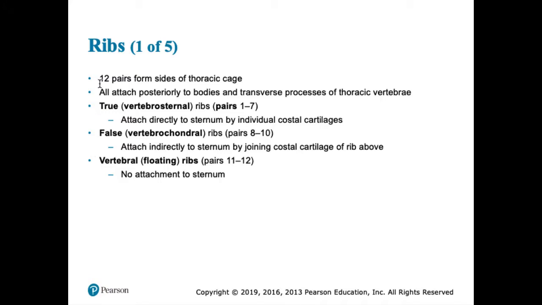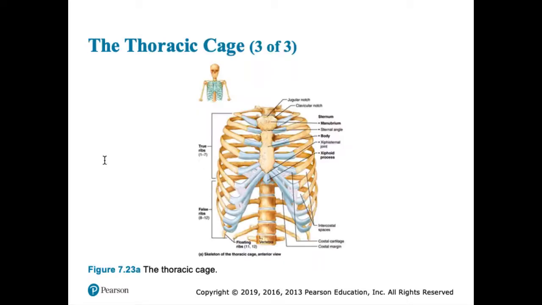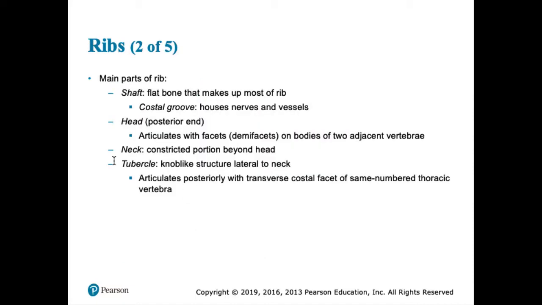The ribs, of course, there are 12 pairs that form the sides of the thoracic cage, all attached posteriorly to the bodies and transverse processes of the thoracic vertebrae. We have the true, the false, and the vertebral floating ribs. And so you can see, of course, those true and false ribs as they look on the rib cage. The ribs, so the main part, there's a shaft, which is a flat bone that has a costal groove to house the nerves and the vessels.